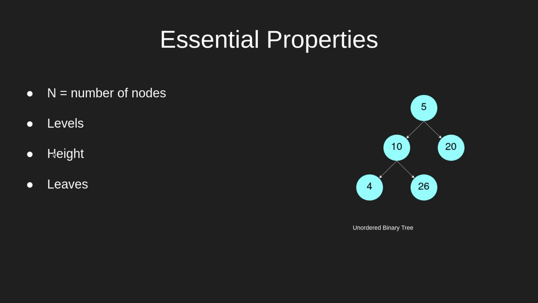Then we also need to know the height of the binary tree. The height of the binary tree is the maximum level present in the binary tree for a node. So in this diagram, the binary tree here has a height of 3. Leaves are the nodes that do not contain a single child. So in this diagram, 4, 26 and 20 are the leaf nodes.